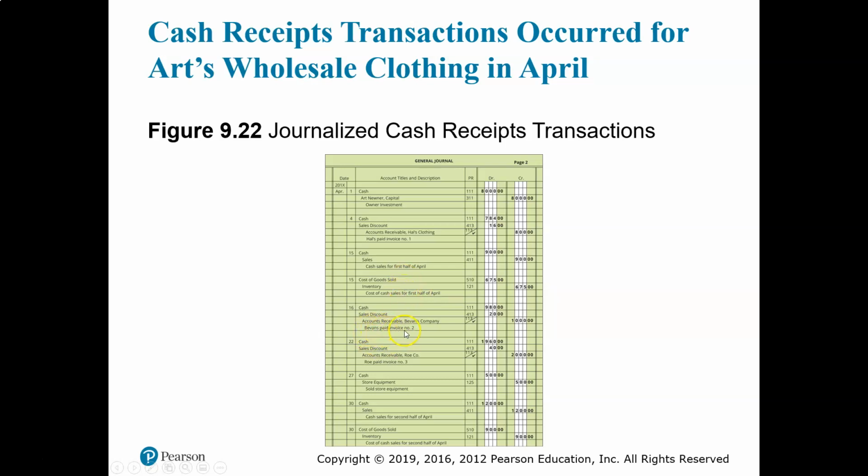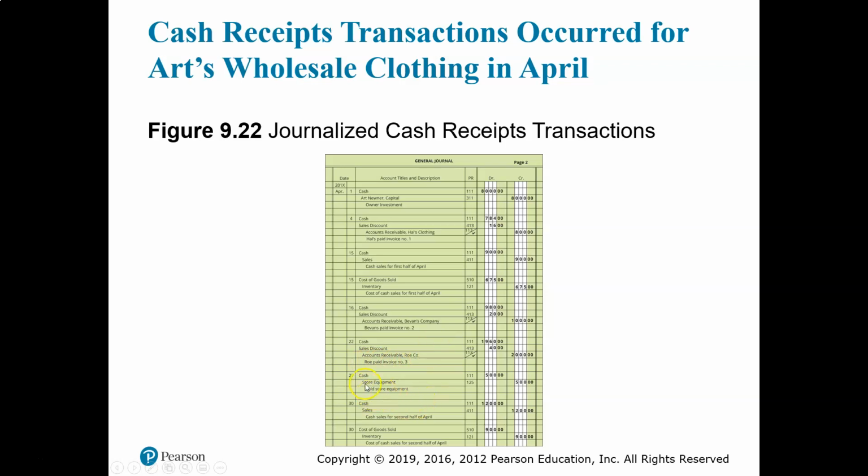Bevers paid invoice number 3. So we're reducing that accounts receivable and the subsidiary ledger for Bevers Company. Remember, I have the check mark and the account number because we posted it to that account and to the subsidiary ledger. There was a discount and cash received was $980. Okay, Roe paid his invoice, which looks very similar to the one above.